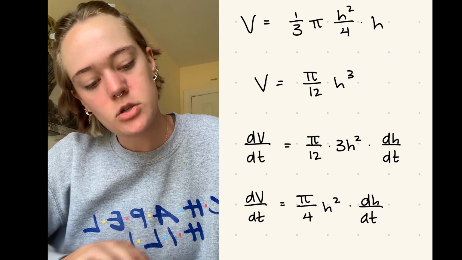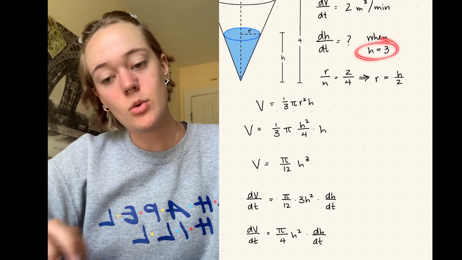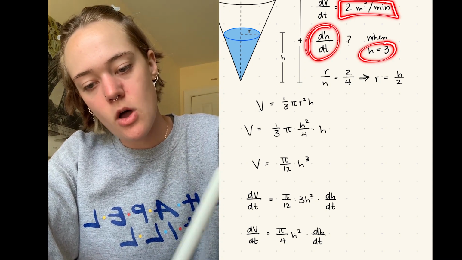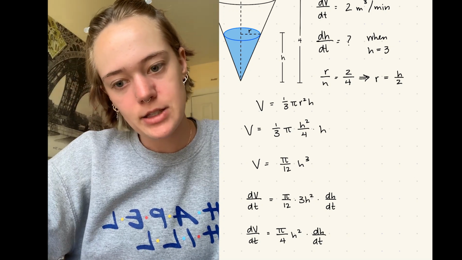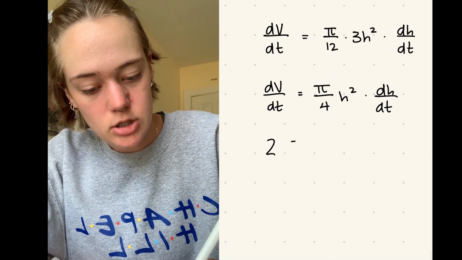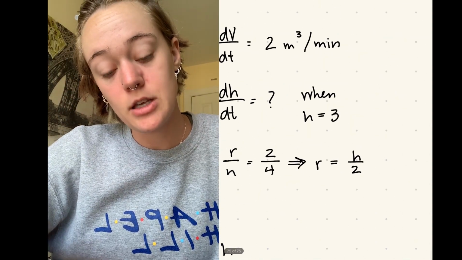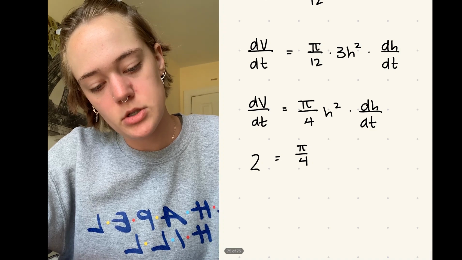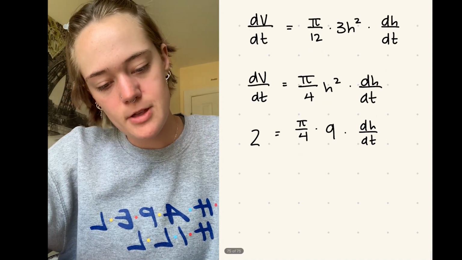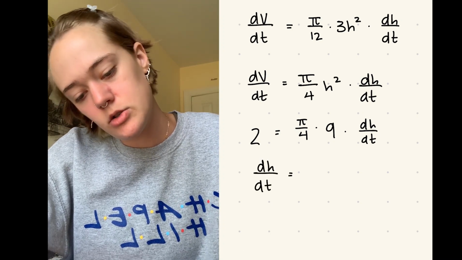Okay, our whole goal is to try and solve for that dh/dt at a certain point, right? When h is equal to 3. So we have our dV/dt, we have our h. All we need to do is solve for our dh/dt. So let's plug and chug. We've got 2 meters cubed, so that should be equal to pi over 4. We're solving for when our height is equal to 3, so we're going to have 3 squared, which is 9, times dh/dt. Solve for that dh/dt, and what are we going to get?